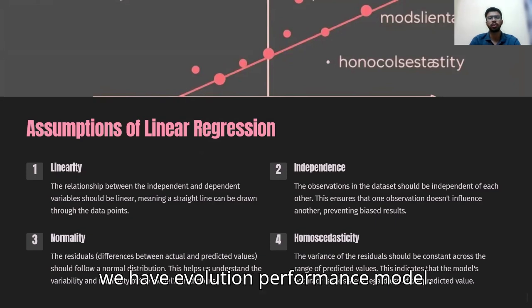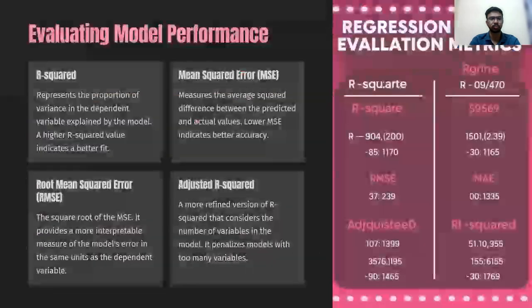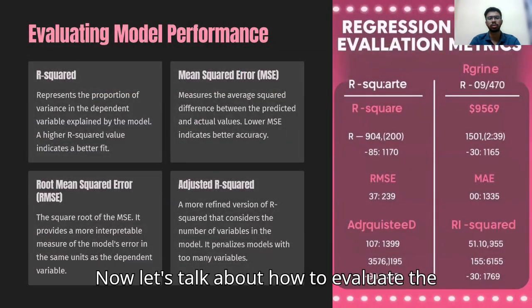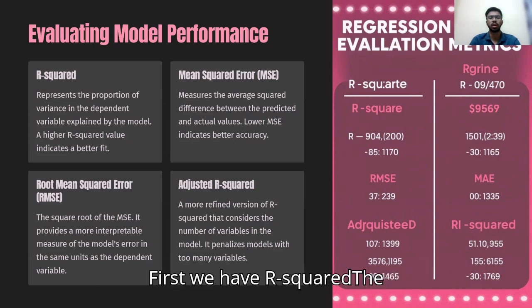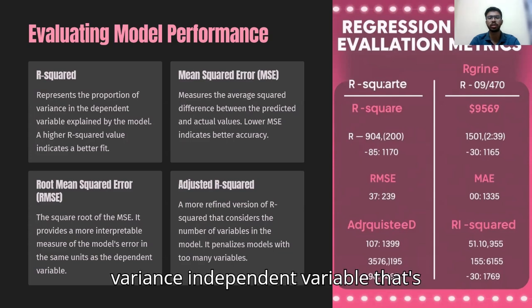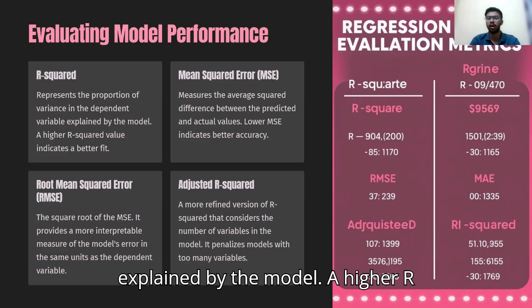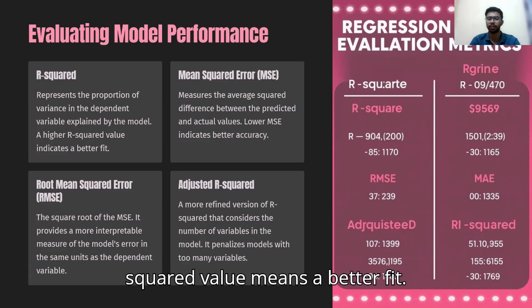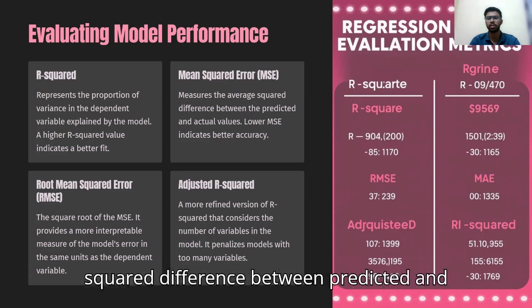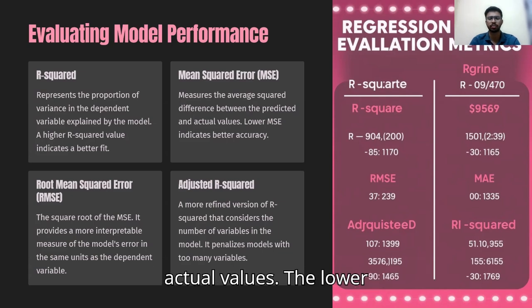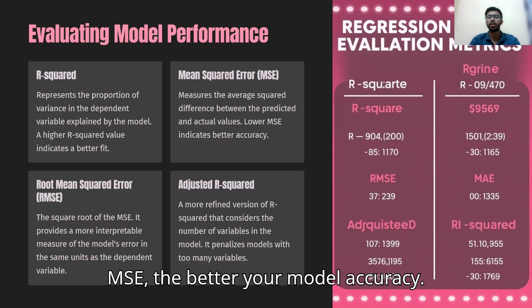Next, we have evaluating model performance. Now let's talk about how to evaluate the performance of your regression model. First we have R squared. This metric tells us the proportion of the variance in the dependent variable that's explained by the model. A higher R squared value means a better fit. Next, mean squared error (MSE) measures the average squared difference between predicted and actual values. The lower the MSE, the better your model accuracy.